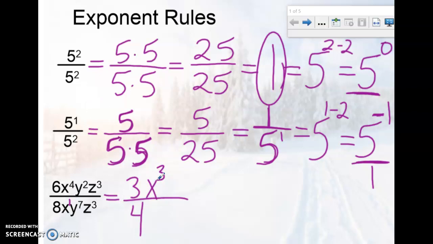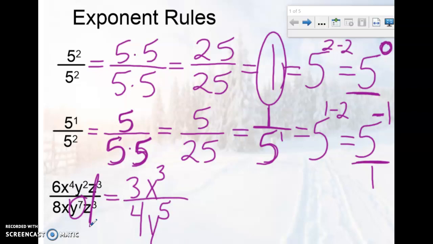Now, 2 y's in the top, 7 y's in the bottom, those will subtract and be left with 5. But where do those y's go? In the bottom, right? And then we don't have to worry about positive or negative because there are 7 y's here. And then finally, z to the third over z to the third. 3 minus 3 makes 0. Think about what we just talked about with the 5. It's really just a value of 1, which we don't have to end up writing because that would cancel out.